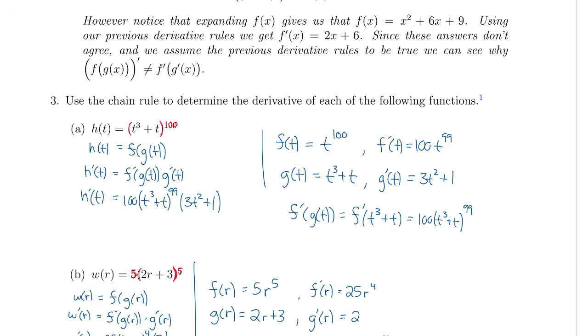So let's run through this and point out a few details for each of these solutions. For part A, we've viewed this as a composition of two functions, the function inside the parentheses, t cubed plus t. So that will be our inner function, which we're calling g. So you can see that association there. What's left over is something to the 100th power, so that will be our f, our outer function. From here, we just follow that chain rule.